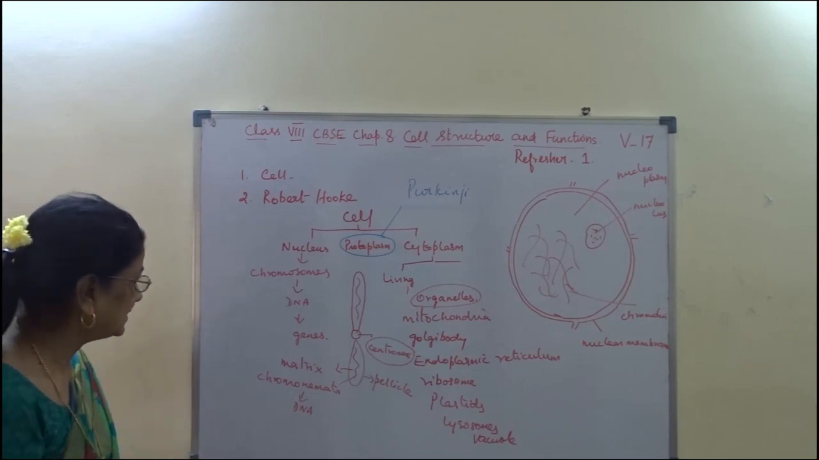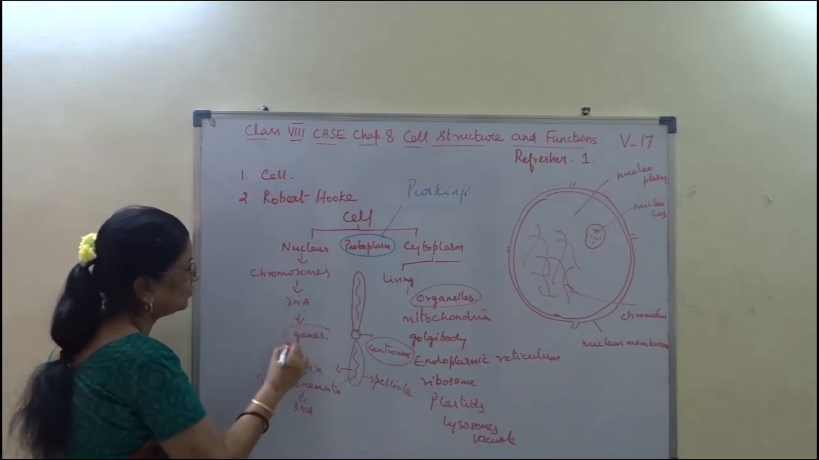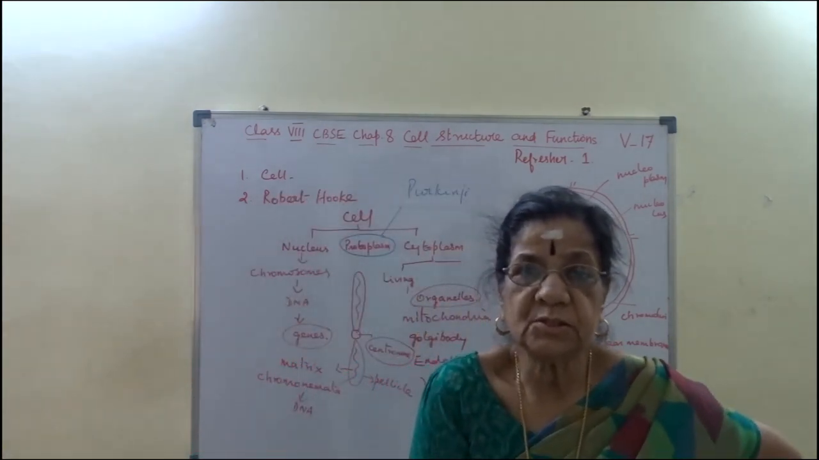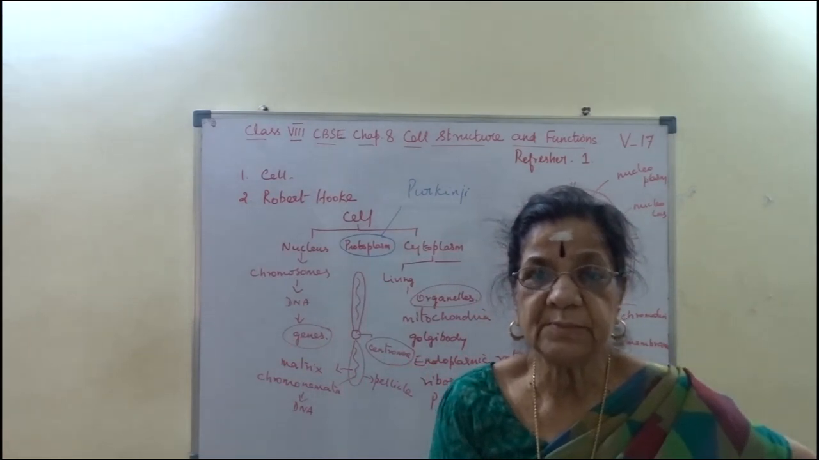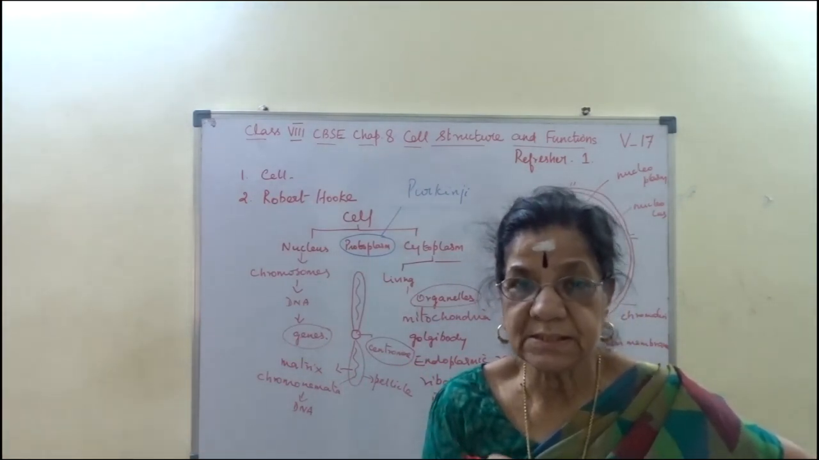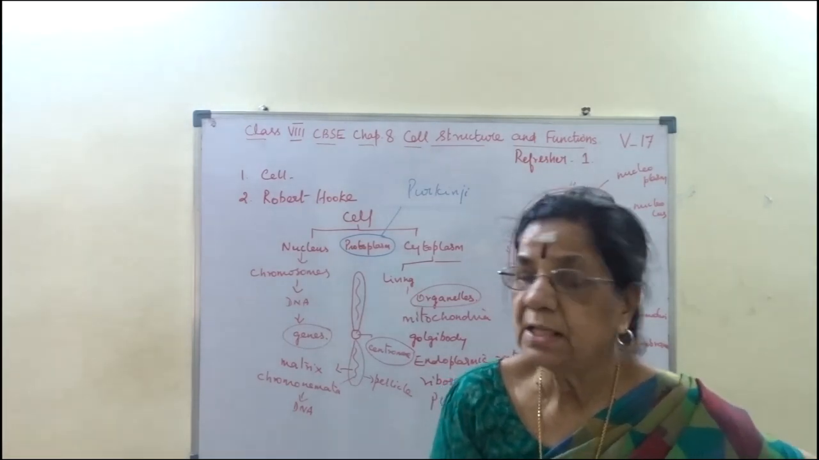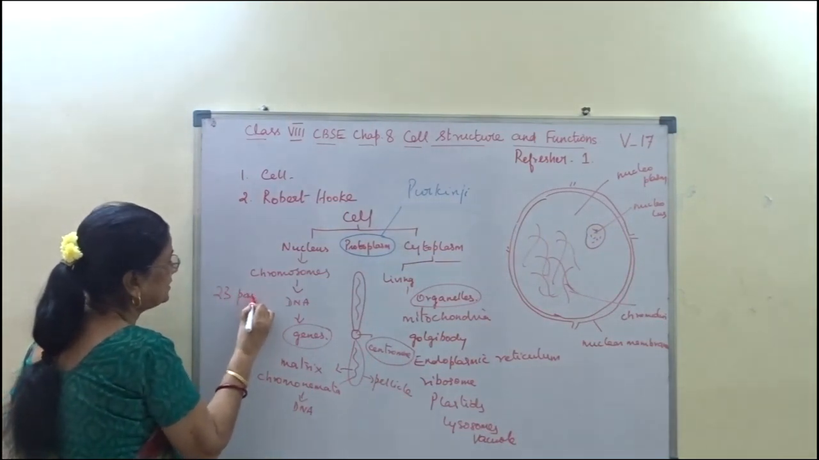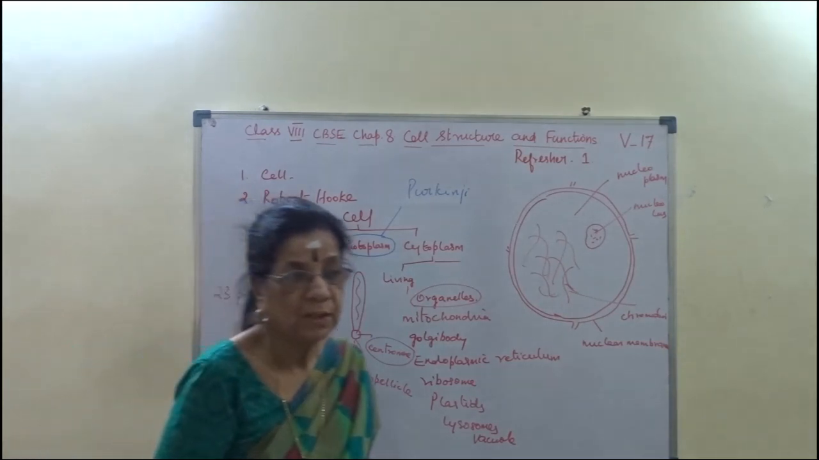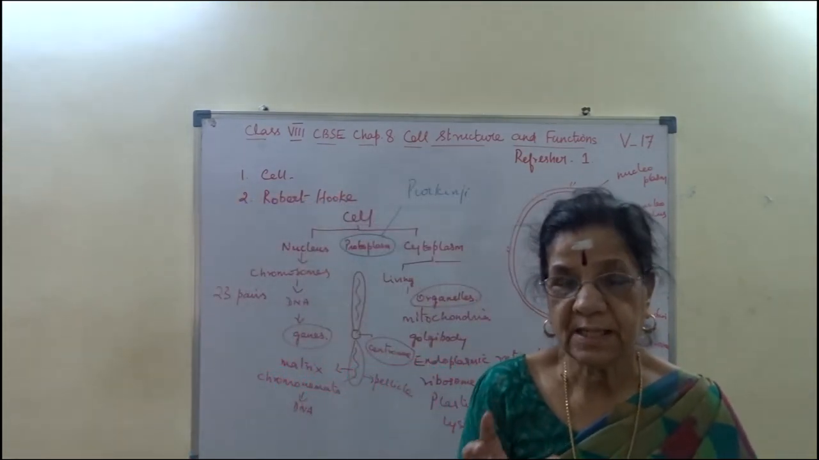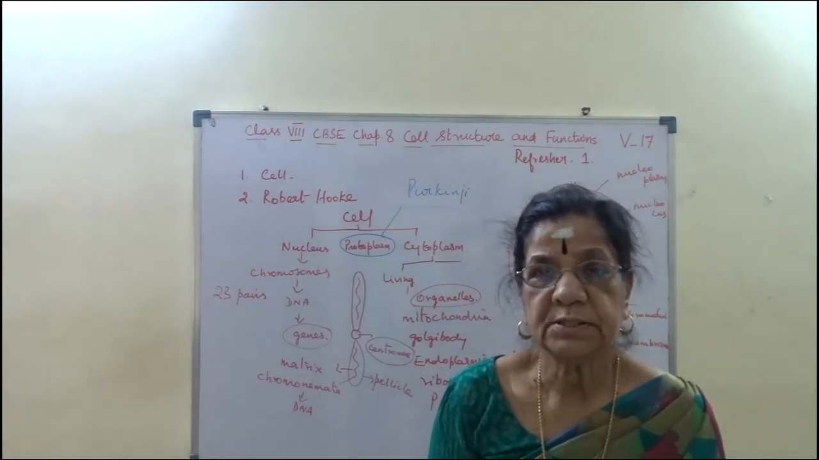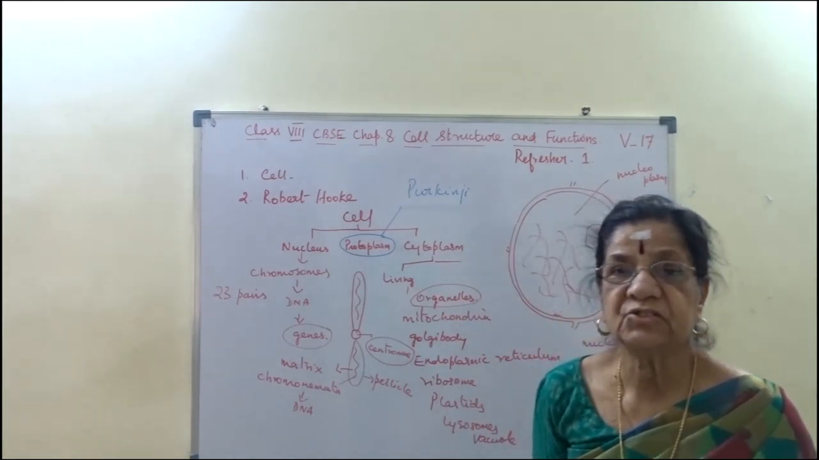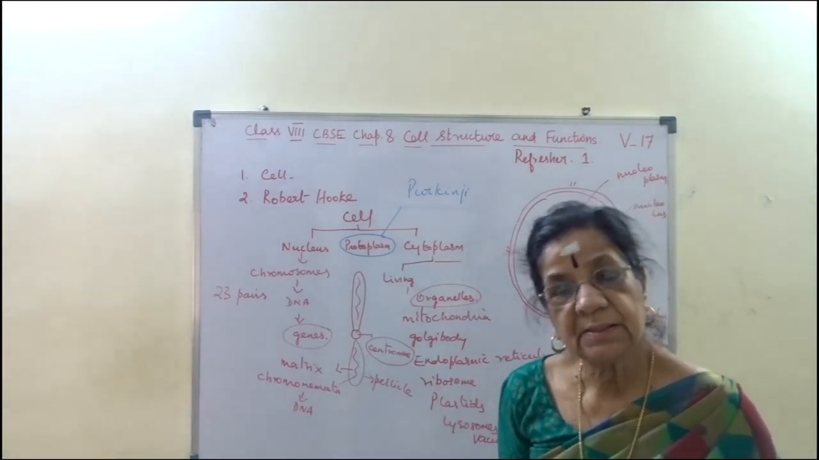Deoxyribonucleic acid, that is DNA, is in turn formed of genes. There are around 30,000 to 40,000 different types of genes present in the human body. In human beings there are 23 pairs of chromosomes, and these 23 pairs have around 30 to 40,000 genes. And every gene is responsible for determining a character.